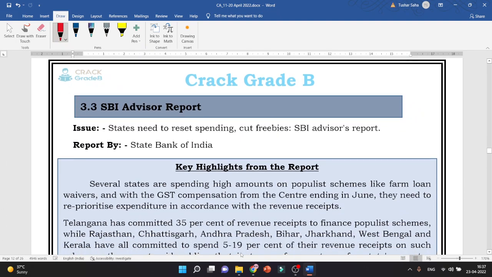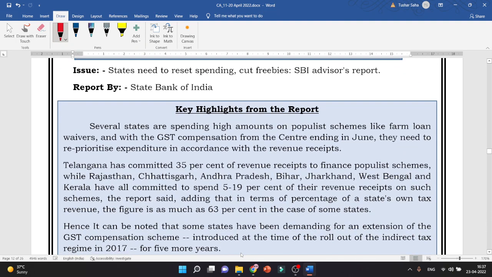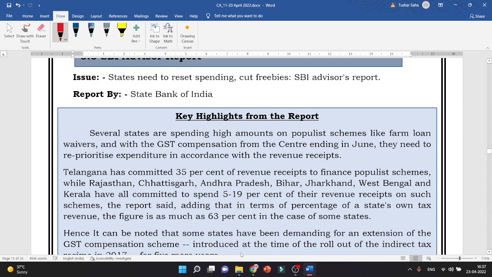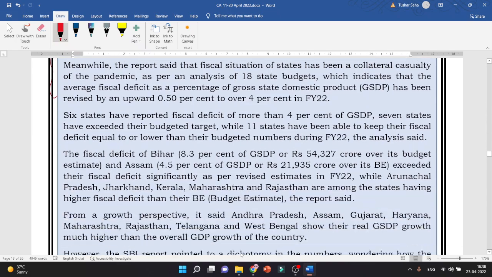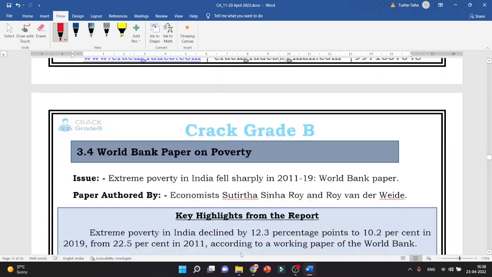Now, the SBI Advisor Report, given by the State Bank of India, highlights that the freebies the state governments are offering, like free electricity up to some units, free metro rides, free bus rides, and multiple other things, are not good for the economy, completely not good. States need to reset spending and cut freebies, says the SBI Advisor Report. So the State Bank of India said this. You can go through it to understand the concept and the background story.